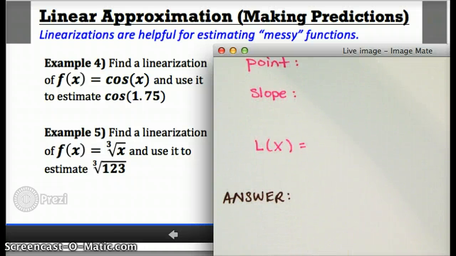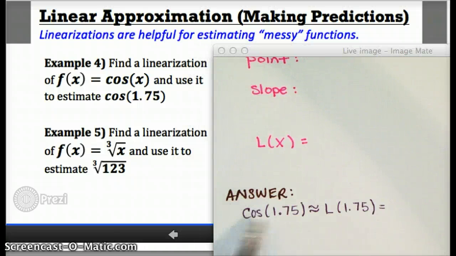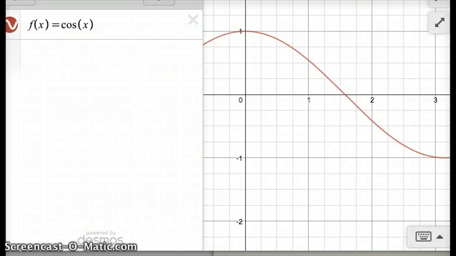Ultimately, we want to be able to say that cosine of 1.75 is approximately the y value that we get when we plug in 1.75 to the linear line L. Think about it graphically. Here's your cosine function. 1.75 would be just about here, and it looks like the y value of cosine should be a negative number, a small negative number. Since I don't know what that is, I'm going to create a linear function that goes through the cosine function near 1.75.